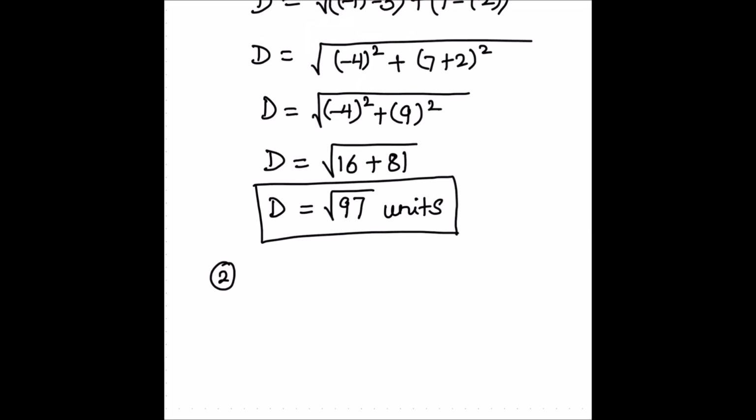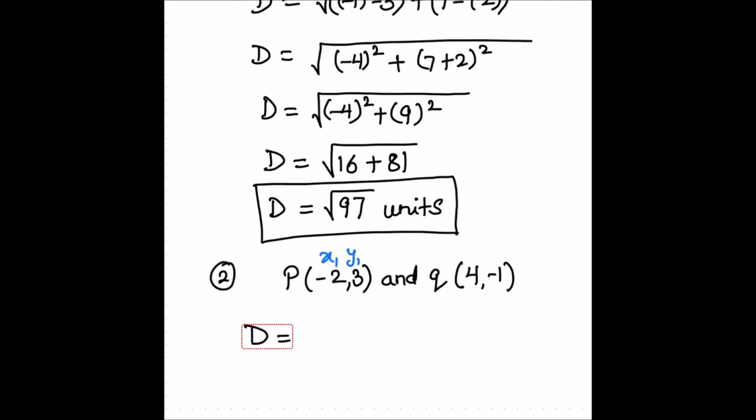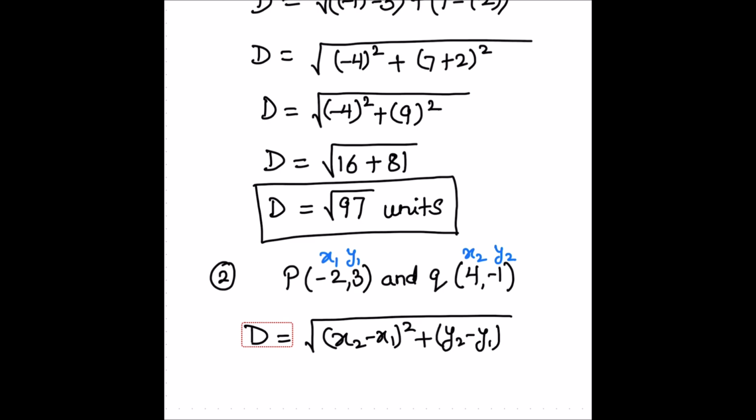So let's solve one more question and find the distance between points P and Q. P is negative 2 and 3 and Q is 4 and negative 1. So first of all, I'll name the points. P is x1, y1 and Q is x2, y2. So now we are going to directly use the formula, which is square root of (x2 minus x1) whole square plus (y2 minus y1) whole square.